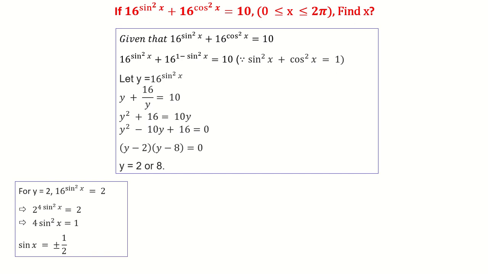For y equal to 2, 16 to the power of sine square x equal to 2. So first make the same base. That is 2 to the power of 4 sine square x equal to 2. So that means 4 sine square x equal to 1. Sine x equal to plus or minus 1 by 2. So don't forget the plus or minus symbol. This is very important.